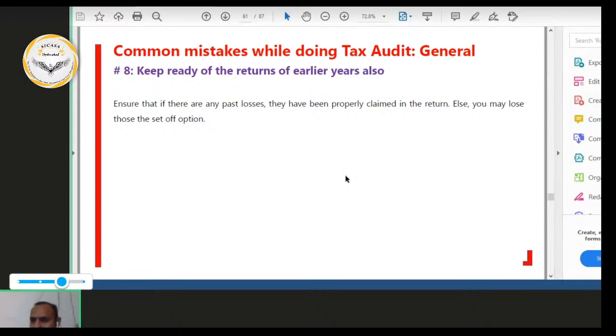So suppose by chance last year you forgot to carry forward, at least in the current year you disclose it in the return. Okay, there are 2 years back I have a loss, so start claiming the losses. So to know the losses of the earlier years, you should keep the returns of the earlier years ready also.